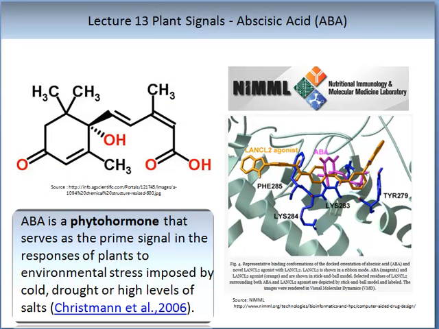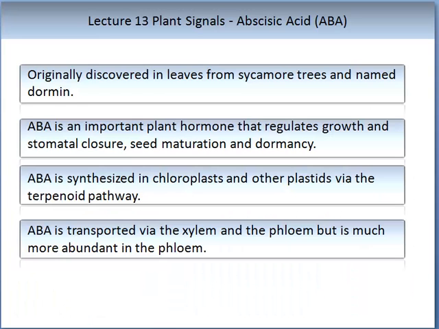The next hormone we are going to cover in this lecture is abscisic acid, or ABA. On the slide you will see a molecular structure and a modelled structure by the Nutritional Immunology and Molecular Medicine Laboratory. ABA is a phytohormone that serves as the prime signal in response of plants to environmental stresses imposed by cold, drought and high levels of salt, as stated by Christmann et al. in their 2006 paper. ABA was originally discovered in leaves from sycamore trees and named dormin.